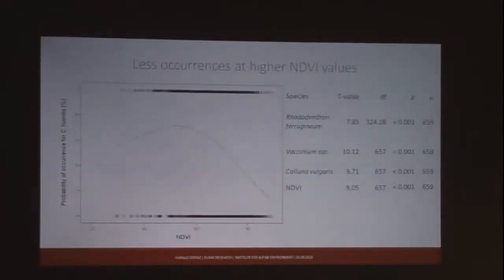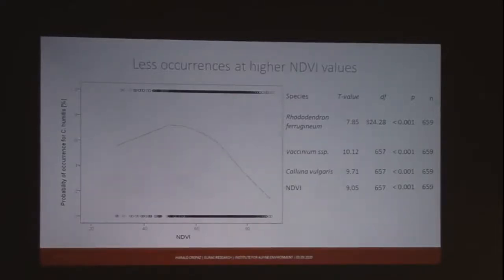Similar results for the NDVI. We see on the y-axis the probability of occurrence for Carex humilis, and on the x-axis the NDVI, increasing from left to right. The upper dots stand for presences and the lower dots for the absences.